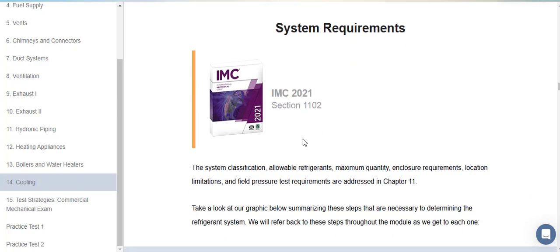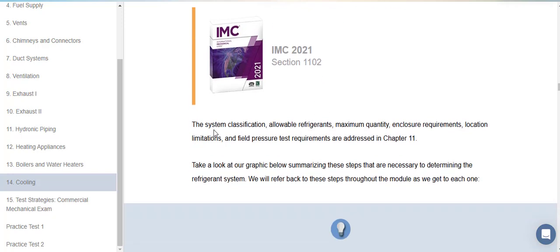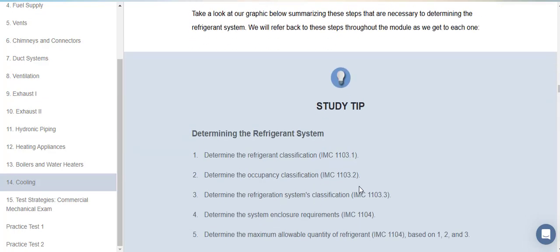System requirements, International Mechanical Code 2021, Section 1102. The system classification, allowable refrigerants, maximum quantity, enclosure requirements, location limitation, and field pressure test requirements are addressed in Chapter 11. Take a look at our graphic below summarizing the steps necessary to determine the refrigerant system. We will refer back to these steps throughout the module as we get to each one.